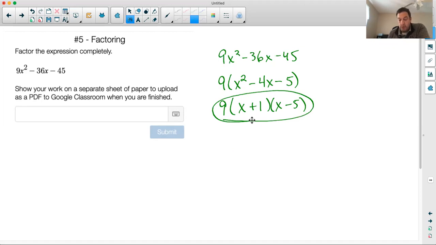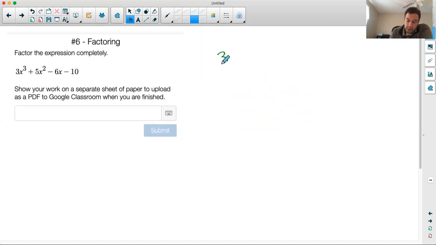If we were to not factor out the 9 first, it would get a little bit challenging to do that, but you can still work through it. The next one is a grouping problem because it's a cubic polynomial. And we have 3x cubed plus 5x squared minus 6x minus 10.